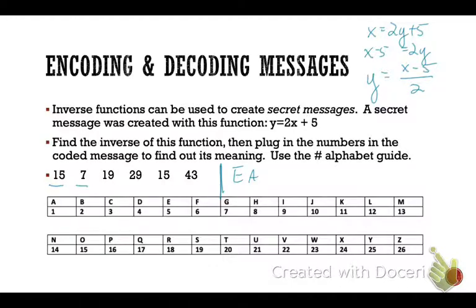So 19, put it into your inverse function. You should get 7. You find the letter that corresponds with that, G. Now 29, put it in. You should get 12, and that corresponds with L. 15, we've done that already. That's going to correspond with the letter E. And then finally, 43 minus 5 is 38. 38 divided by 2 is 19. 19 corresponds to the letter S.